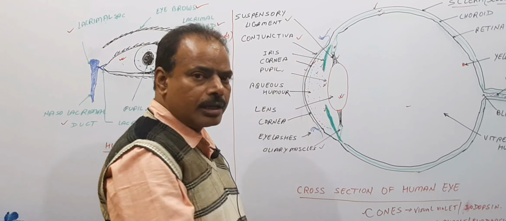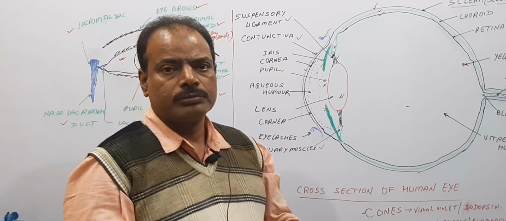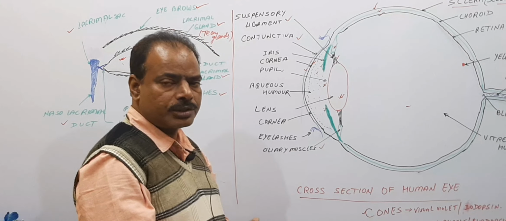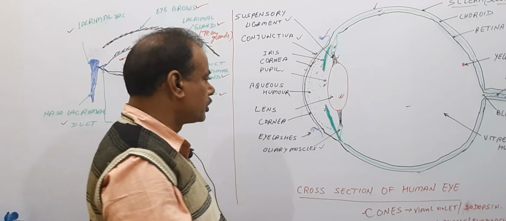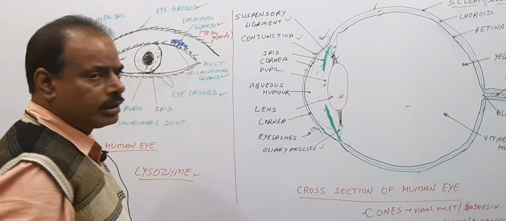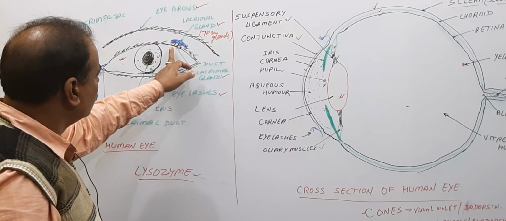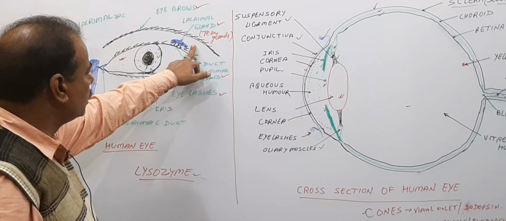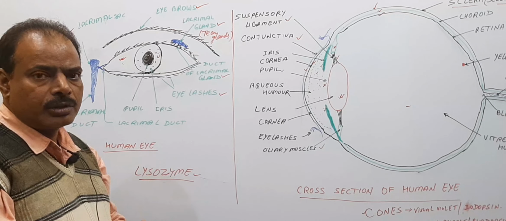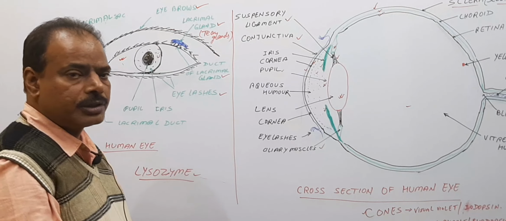Here the eyelashes are located on the edges of the eyelids and they help in preventing small particles, dust particles as well as germs, from entering the eye. And also the lacrimal gland is located in the outward upper side of the orbit and it secretes tears, which help in lubricating the eye, and it contains lysozyme, which kills the germs if they enter the eye.